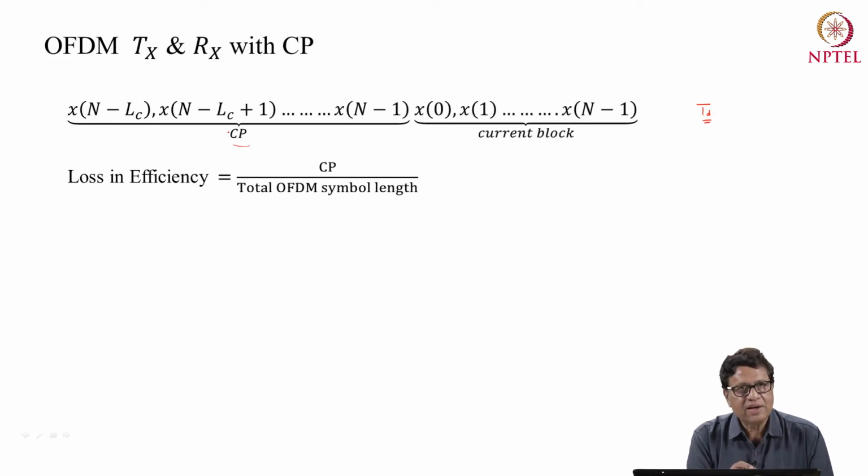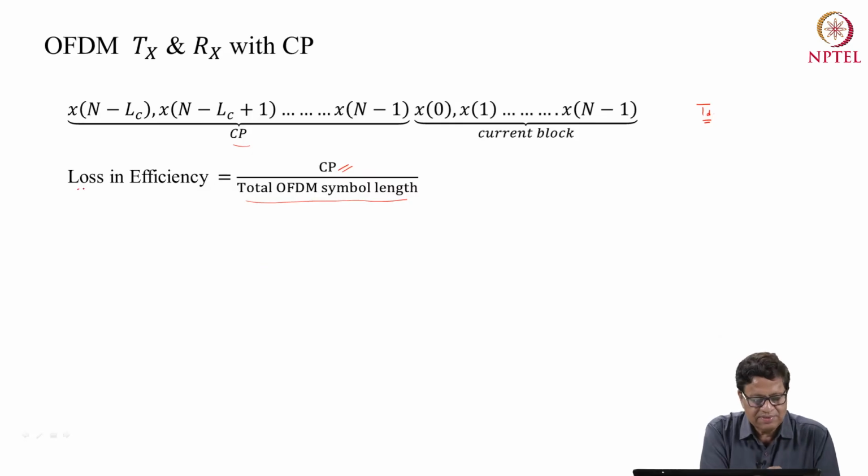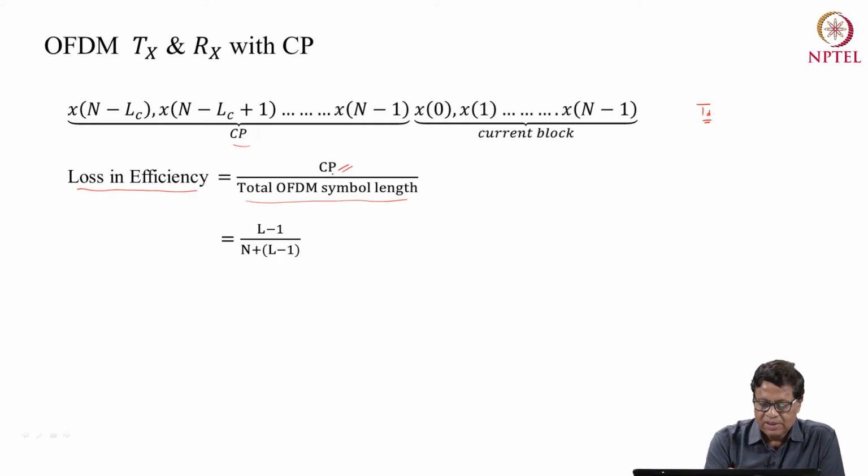Because of this addition of CP, there is a loss in efficiency. This is the CP length, and this is the total OFDM symbol length. This gives you the loss in efficiency. The CP is actually L minus 1 here. The total length will be N, because of these samples, plus L minus 1, which is your CP length. So the total loss in efficiency becomes (L minus 1) over (N plus L minus 1).